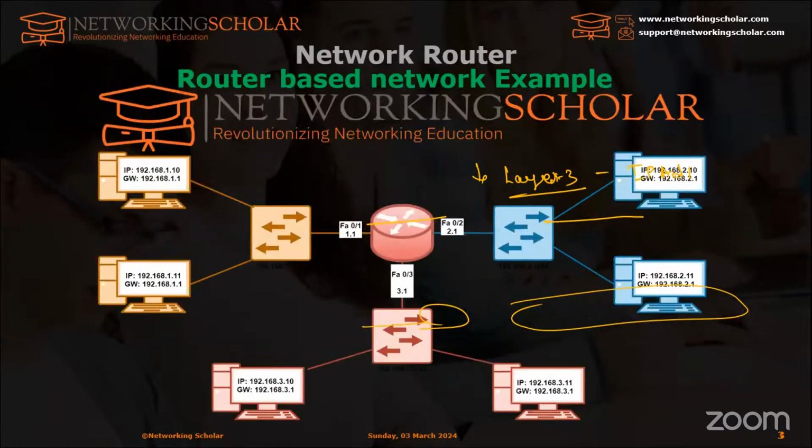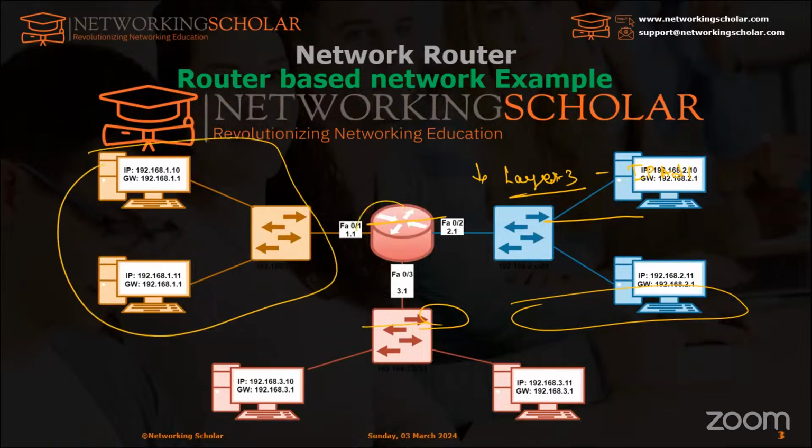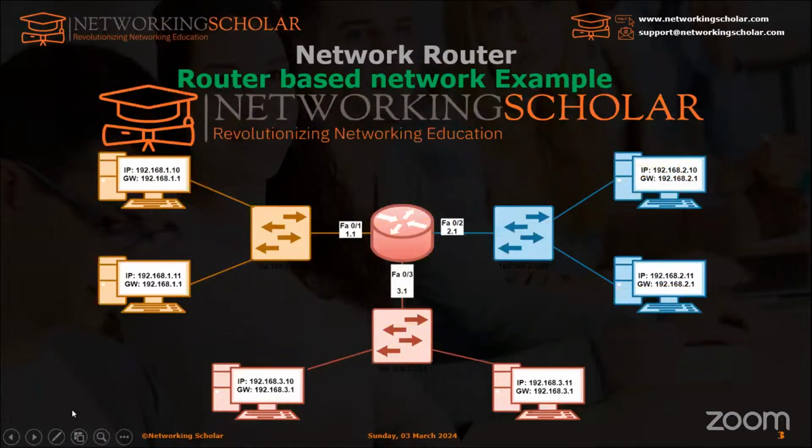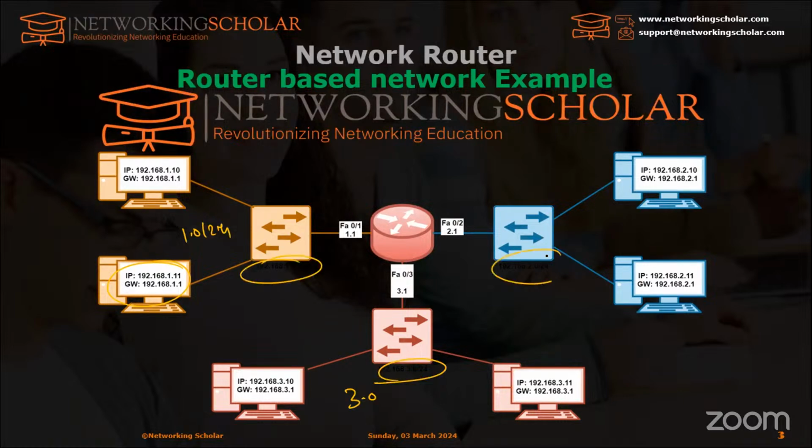This is an example. Here you can see there are three separate networks. This is the router. Okay, you already understand, and there are multiple things there. Let me erase it so that I can explain and show you. This is the 1.0/24 subnet. This is 3.0/24, here you can see. Okay, and this is the 2.0/24 subnet.